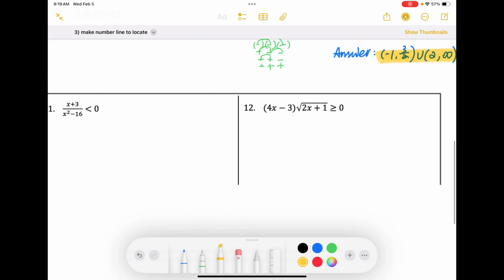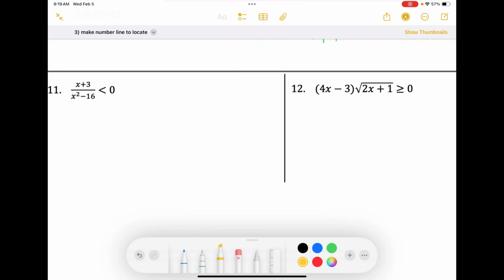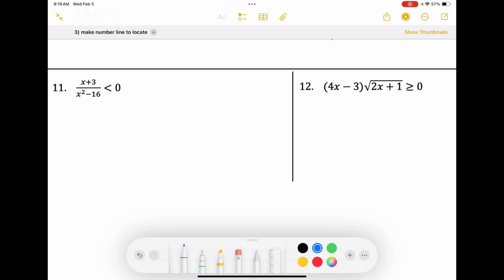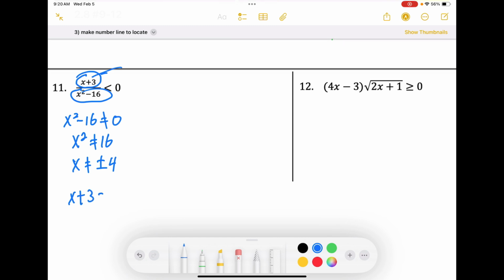Moving on, number 11. Okay, so this is kind of like what we do as a review. I do see a denominator, so the denominator tells me it cannot equal 0, right? So I'm going to solve that by setting it to 0, so x squared equal to 16. I cannot equal that. Remember, when you take the square root, you always have two answers, positive and negative. Okay, what do you know about the top? The top guarantee in a rational function is the 0. So that tells me x plus 3 equal to 0, aka x equal to negative 3.